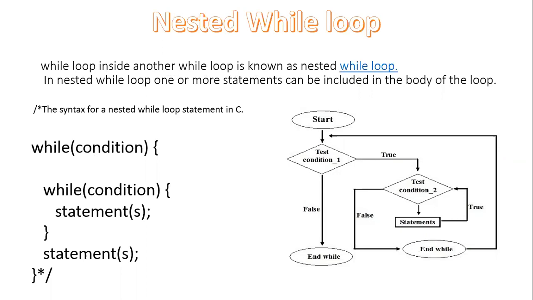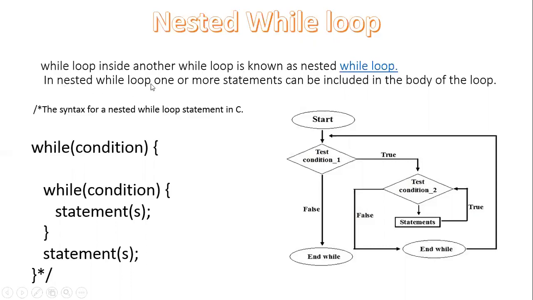If you do the nesting for a for loop, while loop, or do while loop, anything, this nesting is very important for further analyzing conditions. That's why it is important here. So a while loop inside another while loop is known as a nested while loop. You will see the syntax later.